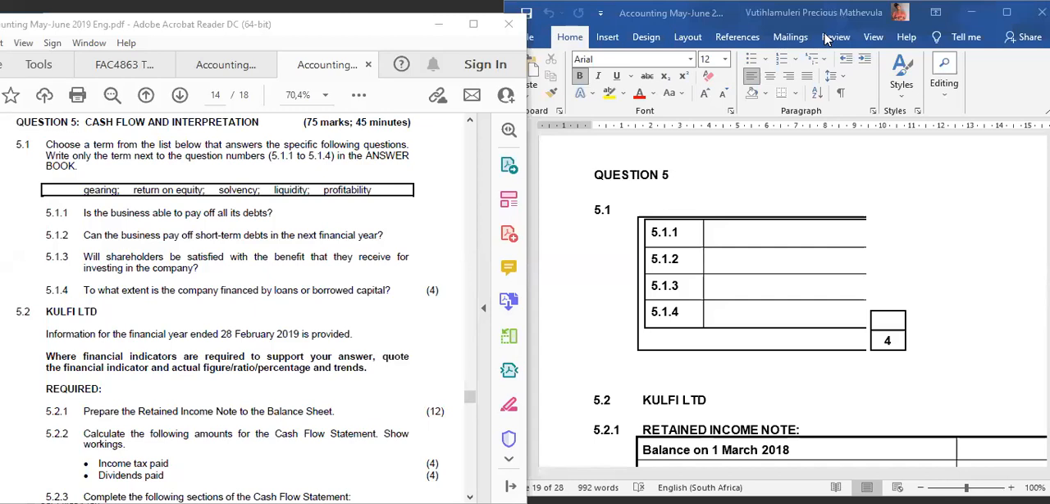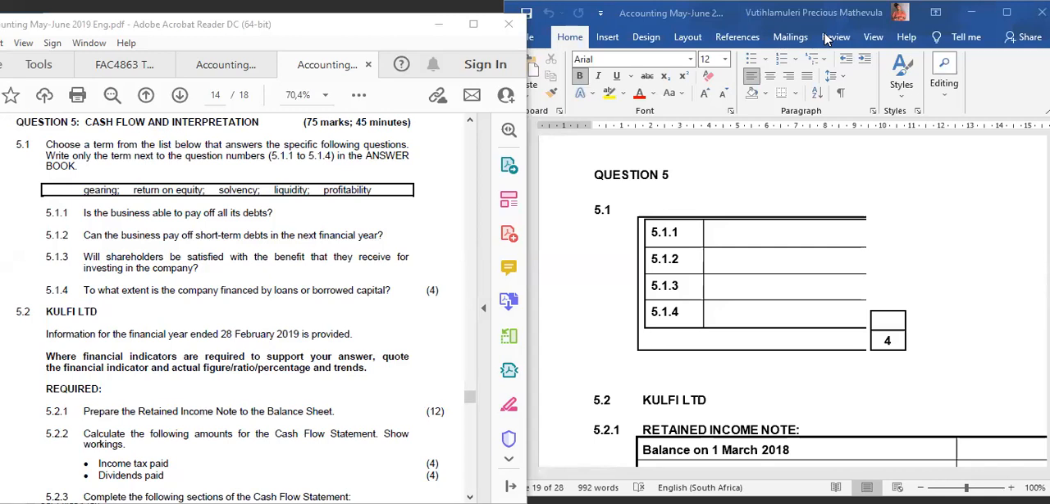Okay, so today we're going to do interpretation. We did cash flow, so I'm not going to touch on it. And then let's start with 5.1, because I want you to also be able to answer this kind of question.